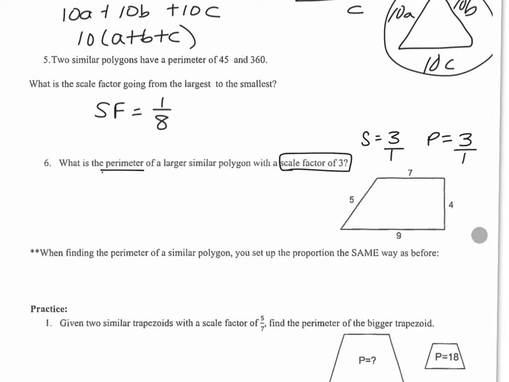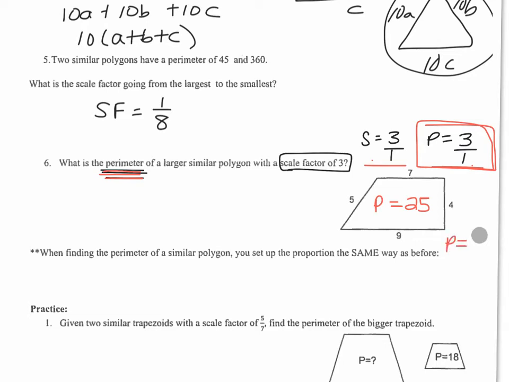So it says, what is the perimeter? Since I'm looking for the perimeter, which ratio do you think I want to start with? Do you think I want to start with the scale factor or the perimeter ratio? Well, I obviously want to use the perimeter ratio because I'm looking for the perimeter. So I could go ahead and find the perimeter of this shape, no problem. 5 plus 4 is 9, 9 plus 9 is 18, 18 plus 7 is 25. So that's the perimeter of the little trapezoid.